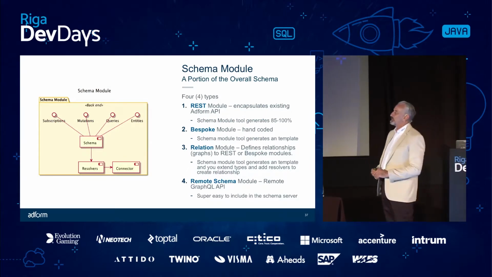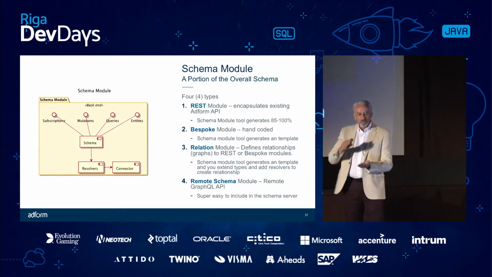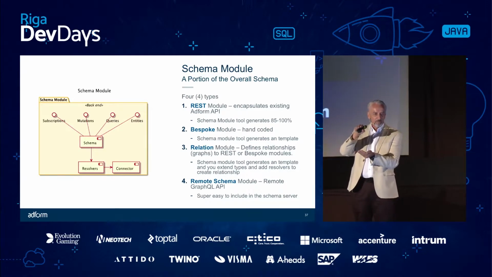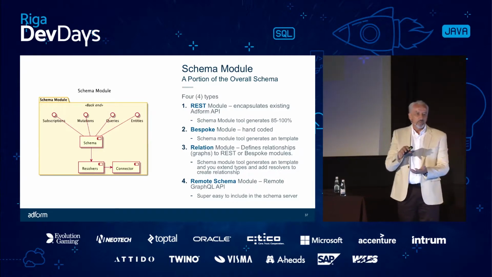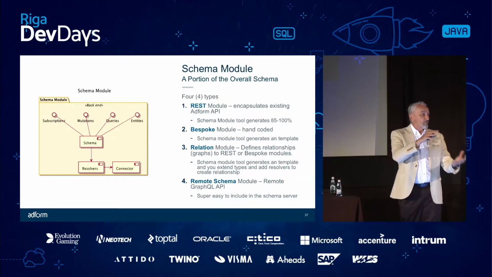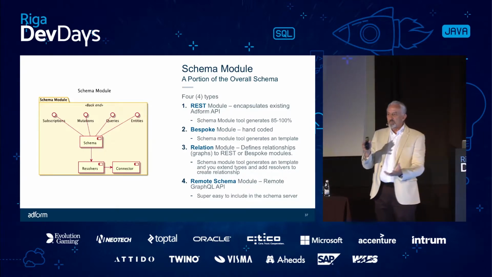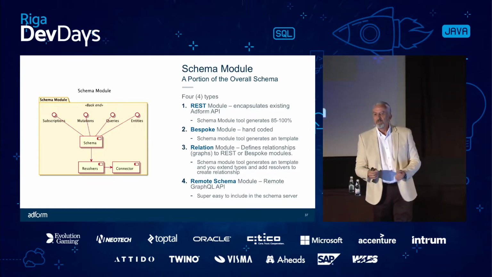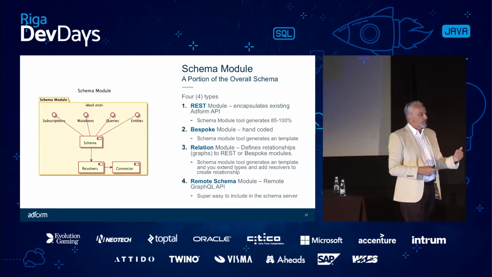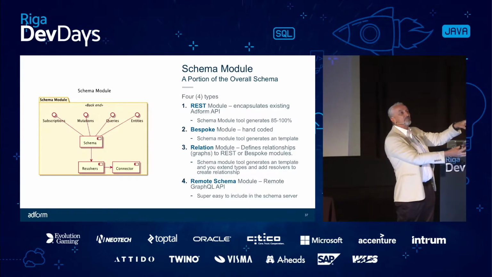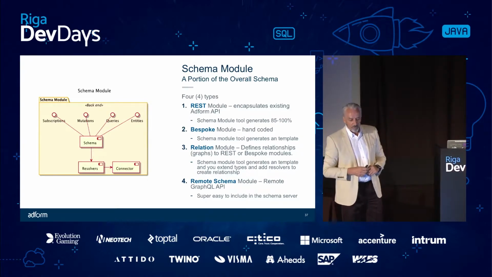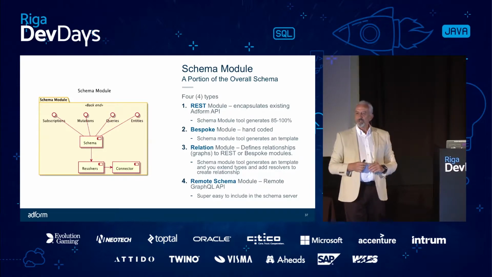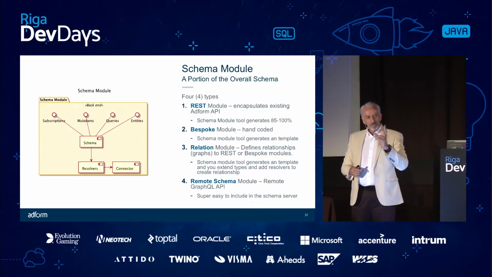So I mentioned schema modules. A schema module provides a little portion of the schema, and it interacts with stuff we already have. So it wraps our existing REST APIs. Or you can have a bespoke schema module, which just means a custom schema module where you write it all yourself. Or you can have a remote schema module where you can grab a remote GraphQL schema and pull it into your own, and it becomes part of your schema. And then we have a relation module that allows you to relate two things in separate schema modules together.